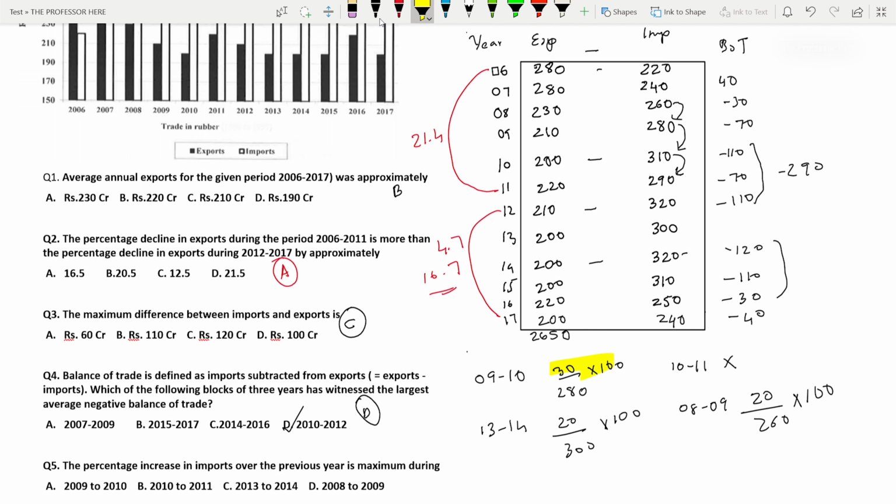So we have right now 4 values here. Out of this, when you compare 20 by 300 and 20 by 260, you can see that the numerator remains the same, but the denominator is less here. So you must know that as the denominator reduces, the value of the fraction increases. Since the value of 20 by 300 is less than 20 by 260, we avoid the option 2013 to 2014. Now it is between option A and option D.